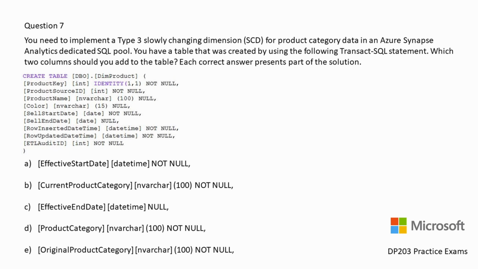Question 7. You need to implement a type 3 slowly changing dimension for product category data in an Azure Synapse Analytics dedicated SQL pool. You have a table that was created by using the following Transact-SQL statement. Which two columns should you add to the table? Each correct answer presents part of the solution.